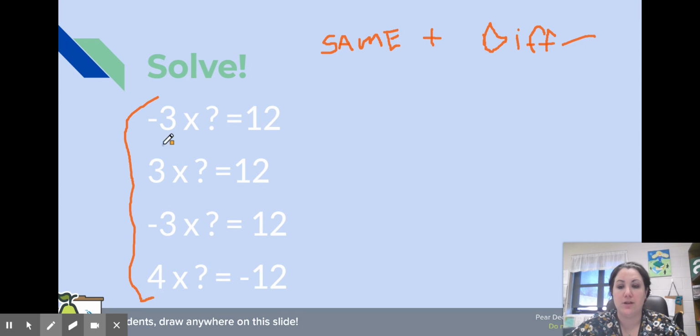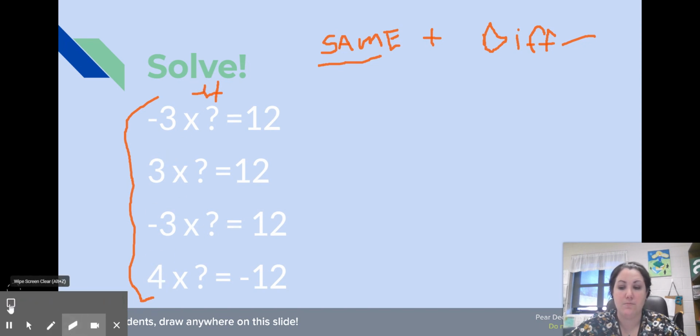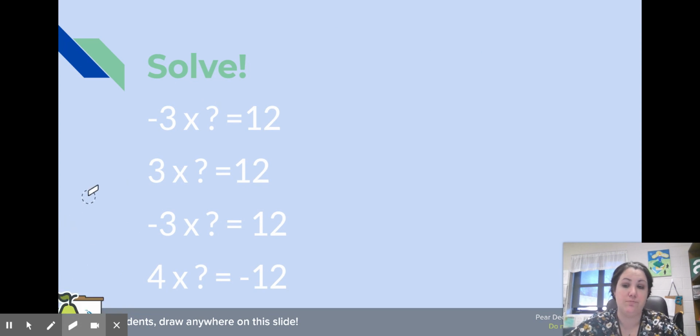So like, for example, -3 times what is positive 12? Well, we know the answer here is positive, so therefore I must multiply by the same sign as my first one. So I know 3 times 4 is 12. But then I got to ask myself, okay, I want to get a positive 12. So I have -3 here. So I'm going to multiply by -4. Okay, so I'm going to do the same with the rest of those. You'll get different answers for those.